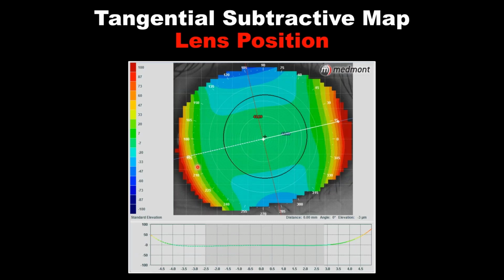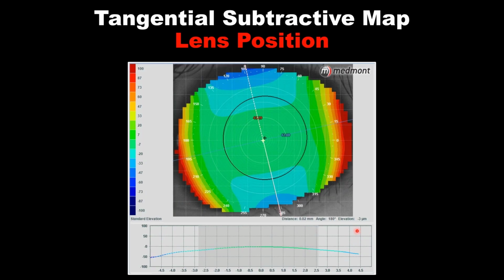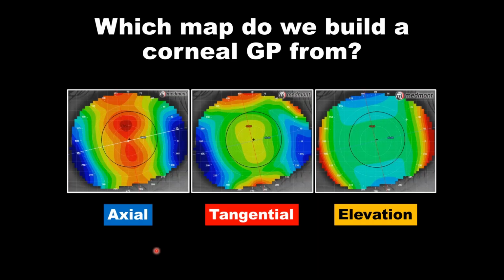Now, when we look at the elevation map, we can observe where the high points are, where our contact lens will land. That's here and here. We can look at where the lens will lift. That's 12 and 6 o'clock, where the eye elevation is dropping. So all of these topographies can provide us with information.